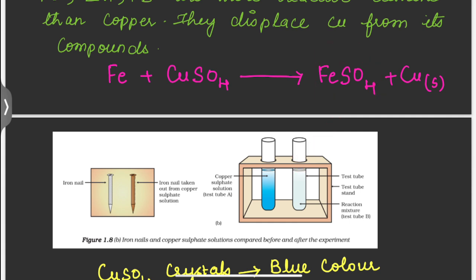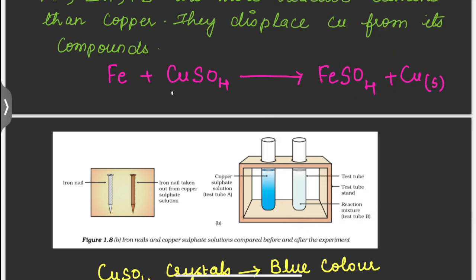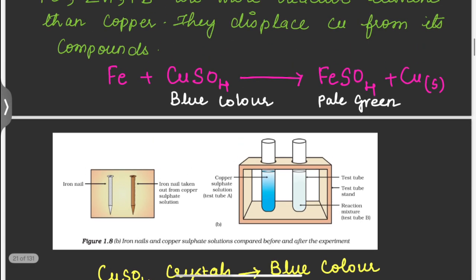So here what we are going to write is, initially copper sulfate is blue in color. This is blue color. After the reaction you can see iron sulfate is formed, which is pale green in color. So this is the activity.